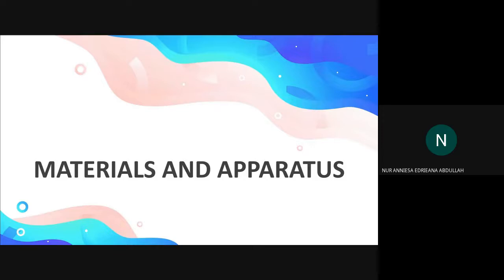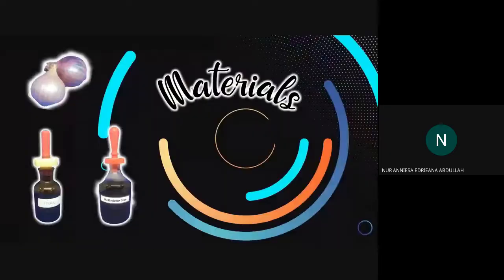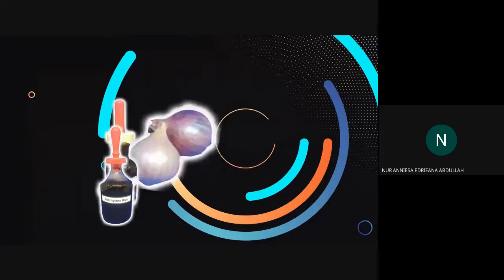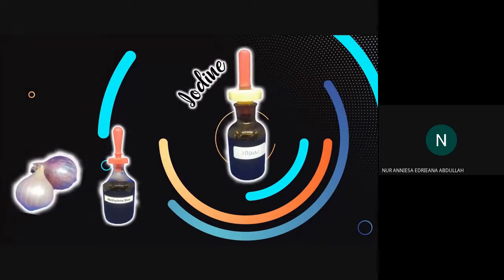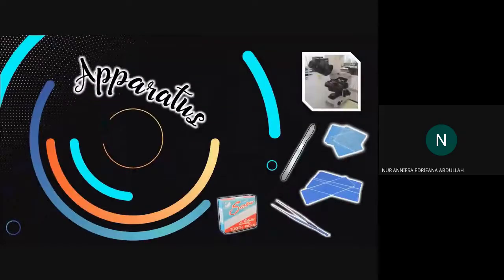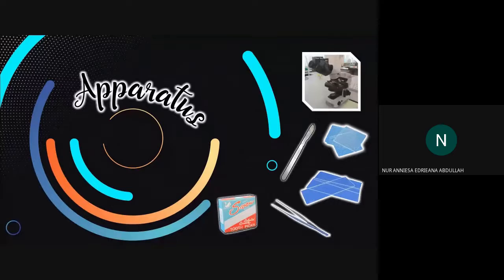So first of all, let's start with the materials and apparatus needed. There are 3 materials needed in total. They are onion, iodine, and methylene blue.